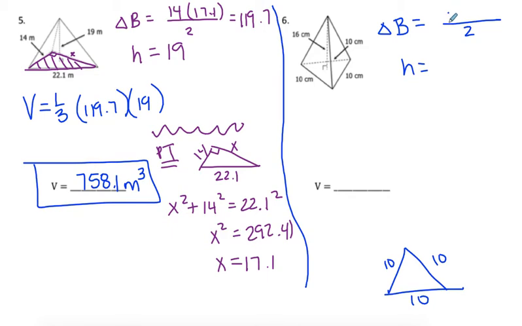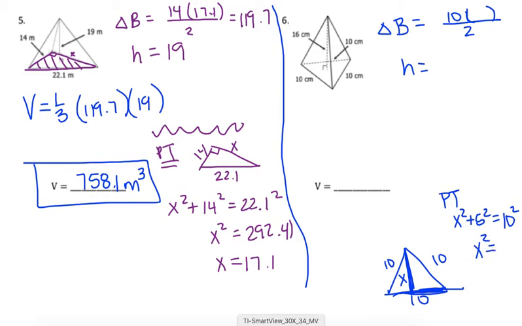But if I need to find the area of this base, I need to go base times height. So I'm missing this piece here. All right, so again, Pythagorean theorem wins the day here. So we're going to take this and we'll have x squared plus, okay, this piece, if we take that and divide it in half, now we have 5 squared, and that's going to equal our 10 squared.